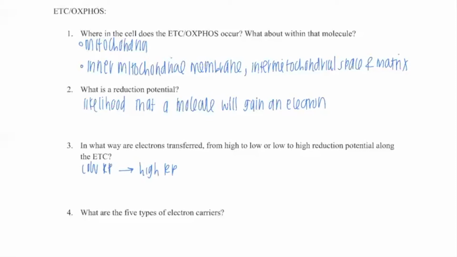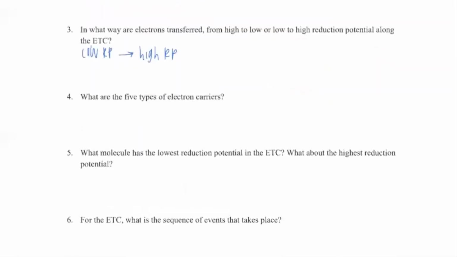So this is kind of giving you a general overview of it. You guys should be able to say what molecule in the ETC has the lowest reduction potential and what molecule has the highest reduction potential, and where those are found within the ETC, right? And now if we go to number 4, now we're talking about the 5 types of electron carriers. We went over these kind of briefly in class, but the last 2, or the ones that I'm going to deem the last 2, are going to be the most important when looking at the ETC.